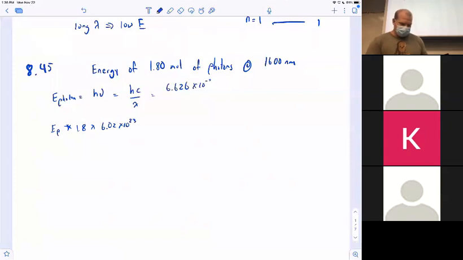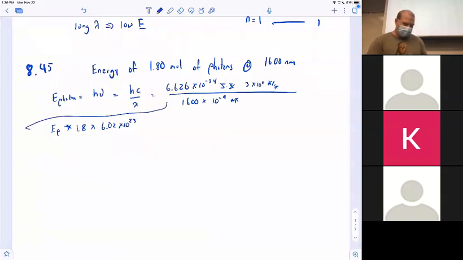6.626 times 10 to the minus 34 joule seconds. Speed of light, 3 times 10 to the 8th meters per second. Wavelength is 1600 times 10 to the minus 9 meters. You can see the dimensionality: seconds cancel, meters cancel, and we're left with joules. Then you take that number and, like I said before, multiply it by 1.8 moles and by Avogadro's number to give the number of photons.